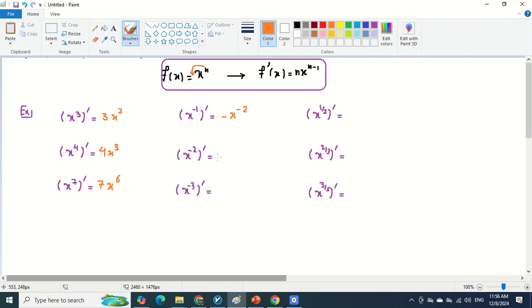So the next one is x to the power of -2. If I want to calculate it, then -2 is coming out. I have -2, then x to the power of -3. I subtract 1 from the exponent again. So then for x to the power of -3, if I want to calculate the derivative, it is -3 times x to the power of -4, because I subtract 1 from the exponent.